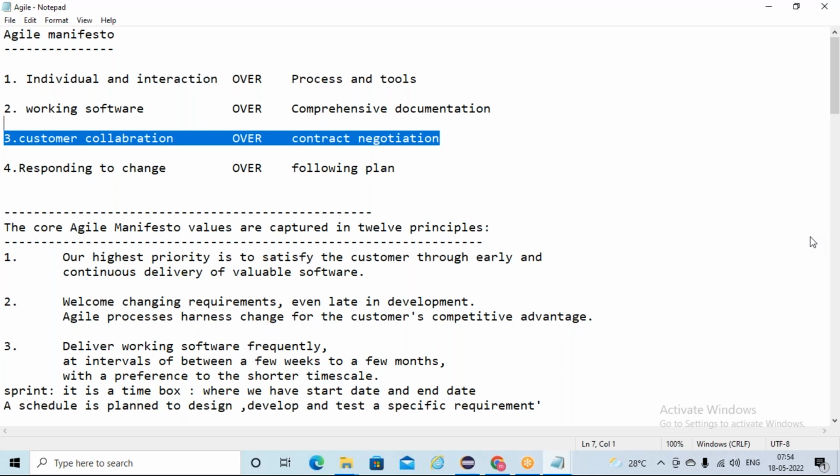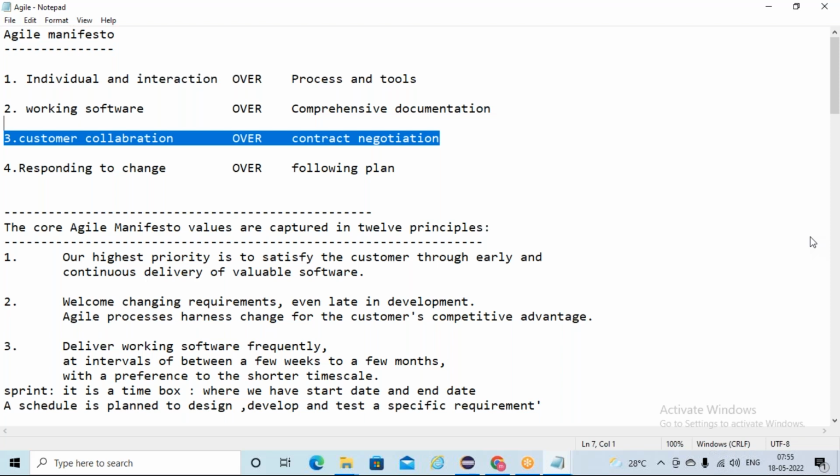So we give more importance to the customers, but not to the contract negotiation. Yes, of course, they need to pay. You have to take it. That is secondary. But because of that, we are not going to stop it. So that way I'm telling. Over contract negotiation, we give more importance to the customer collaboration, or bond. That bond is more important. If not today, tomorrow we will get the billing part, right? Billing or whatever the contract negotiation.